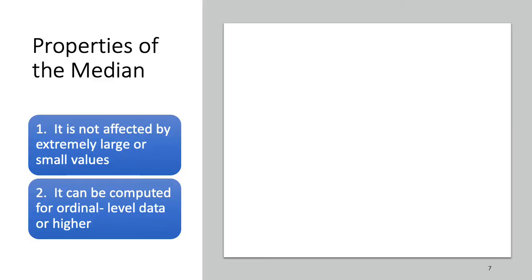Properties of the median. First, it is not affected by extremely large or small values, and it can be computed for ordinal level data or higher. So you can compute a median for ordinal, interval, and ratio level data, but definitely not for nominal level data.